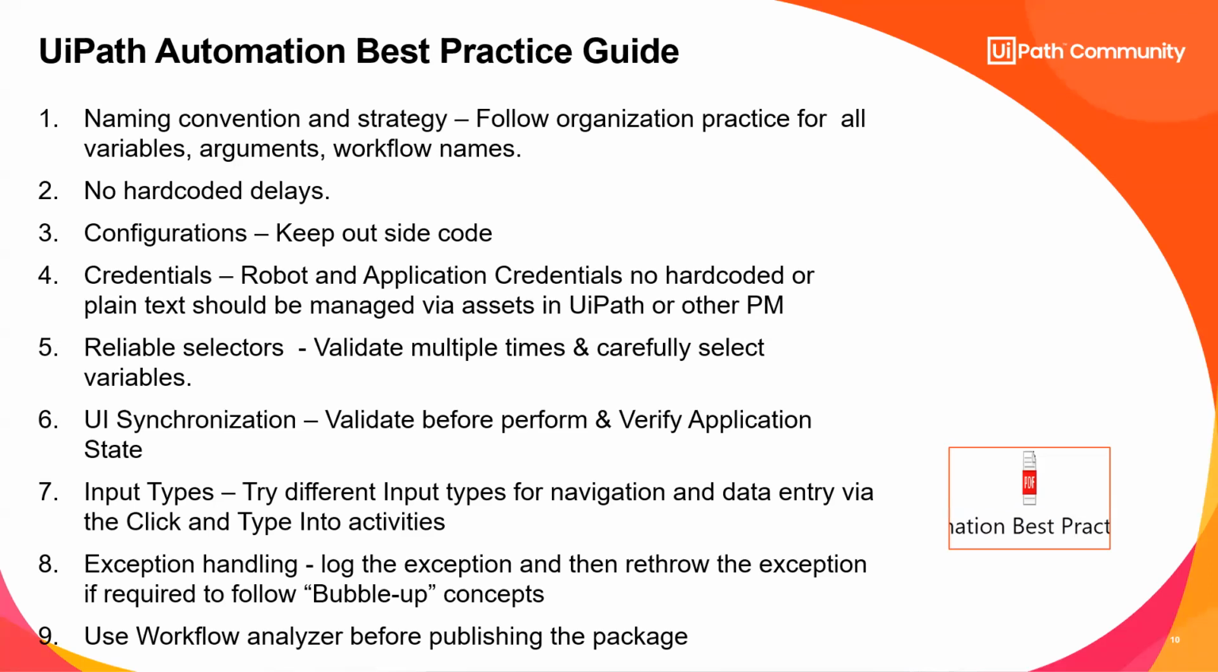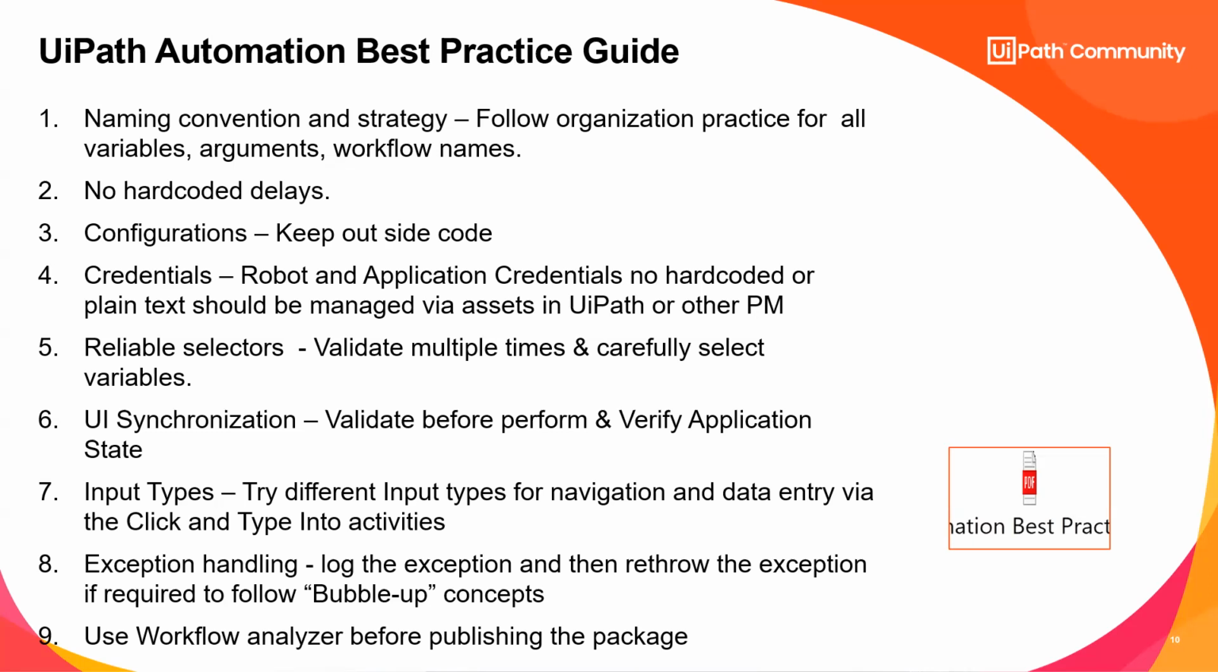So the first best practice that you should follow is the naming convention. It's really, really important to follow the organization's practice for variable, argument, and workflow names. I'll tell you the reason. Today you are building this bot, right? And next time there is another developer assigned to support this bot, or maybe a bot built by a different RPA developer has come to you to support. And one Monday morning, you identify that the bot is not running. You are scratching your head trying to figure out which variable is getting overwritten by which variable. You don't have any idea if you don't follow the naming convention, right?